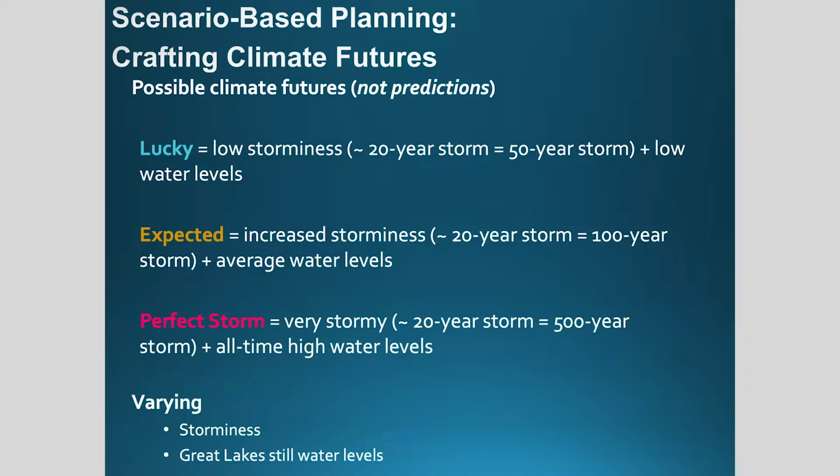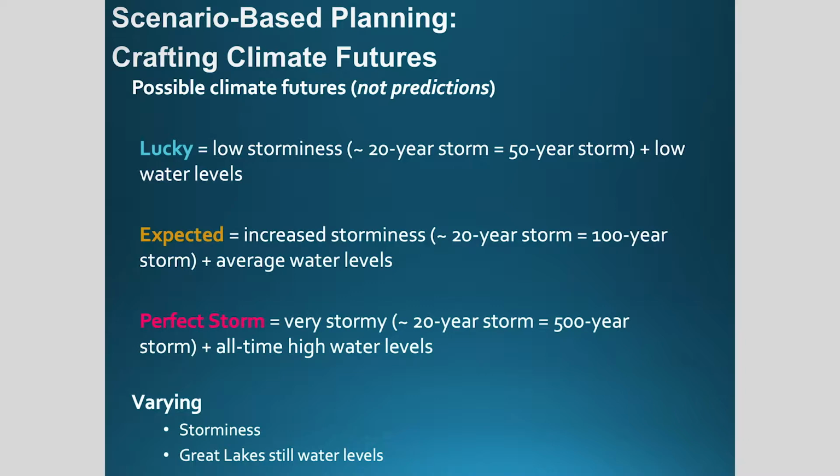So for a lucky future, we're looking at what conditions might be when the lakes are close to their all-time low, and we're looking at the FEMA mapped 50-year storm, which is kind of pulling that in and suggesting the 50-year storm is something you're likely to experience in a 20-year period, which we're taking to be the typical planning period. And the expected future is combining Great Lakes water levels where they would be close to their long-term average.